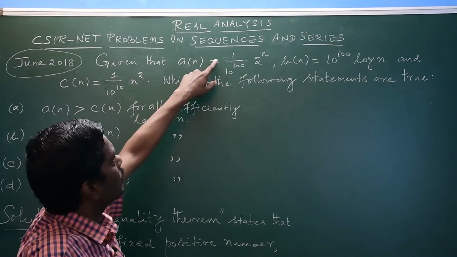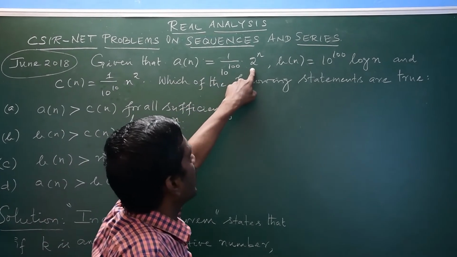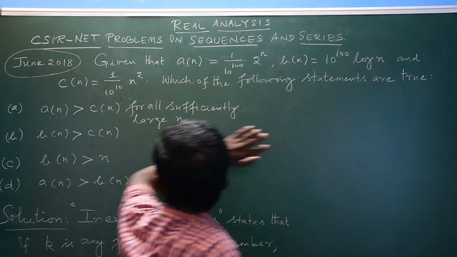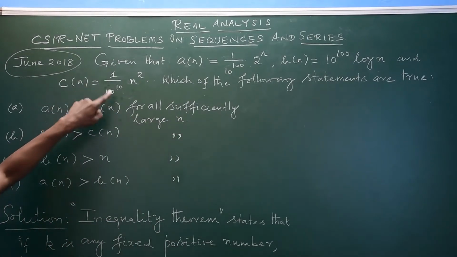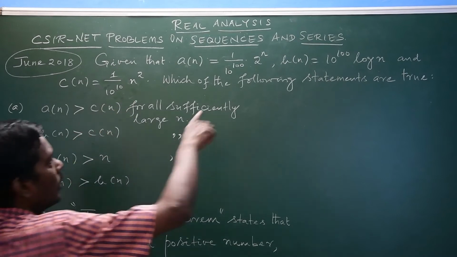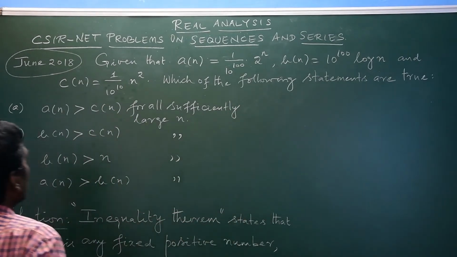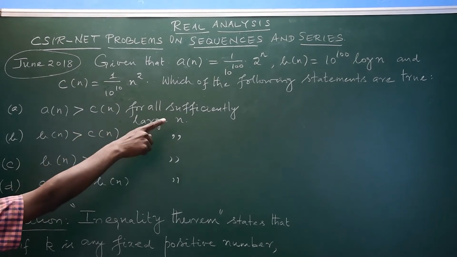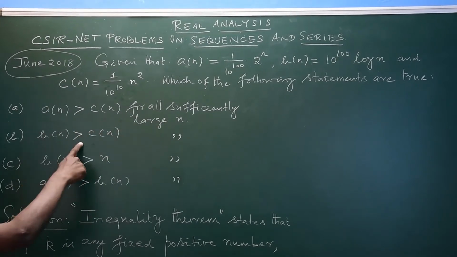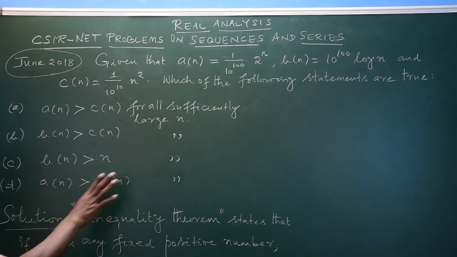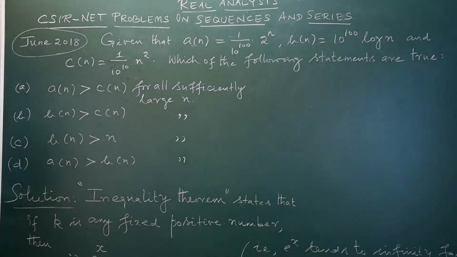Now we see a question that was asked in June 2018. Given that a_n is equal to 1 over 10 to the power 100 to the power n, b_n is equal to 10 to the power 100 times log n, and c_n is equal to 1 over 10 to the power 10 times n square. Which of the following statements are true? We are given four statements. a_n is greater than c_n for sufficiently large n. b_n is greater than c_n for sufficiently large n. b_n is greater than n for sufficiently large n. And a_n is greater than b_n for sufficiently large n.